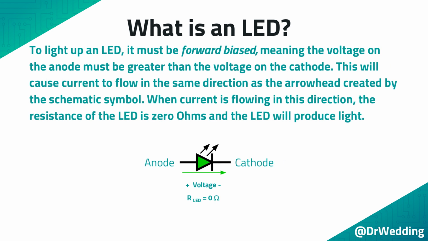To light up an LED, it must be forward biased, meaning the voltage on the anode must be greater than the voltage on the cathode. This will cause current to flow in the same direction as the arrowhead created by the schematic symbol. When current is flowing in this direction, the resistance of the LED is 0 ohms, and the LED will produce light.